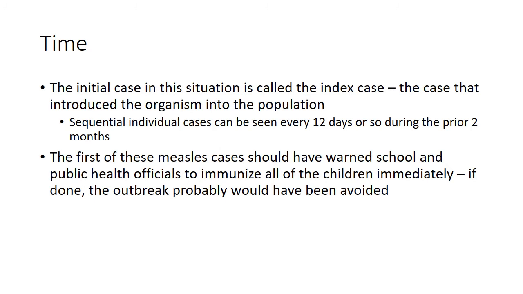Some things you'll notice on this graph and on the next slide is that the initial case can be considered the index case. This is basically when the organism was introduced into the population. There were some individual cases that occurred after the index case was documented, every 12 days or so, during the prior 2 months. If people had been more cognizant of it, or had taken it as more of a warning sign, they may have been able to immunize the kids in that school much more readily and maybe prevented an outbreak from occurring. But unfortunately, this is not what actually happened.